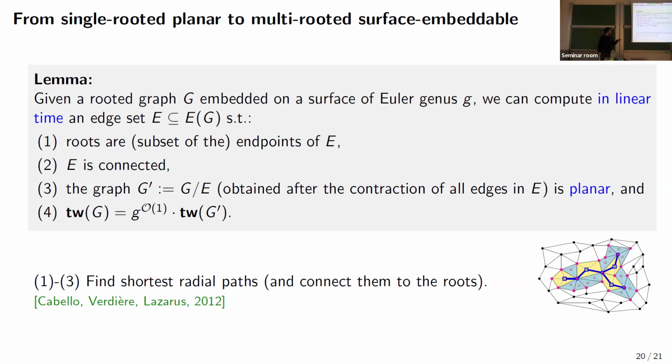This is a result that we get from a paper of Cabello, Vatier, and Neverus. Basically, we work with the radial graph, we find shortest paths in the radial graph, and we use a result that says that you can find such shortest paths whose contraction kills all handles of the surface.